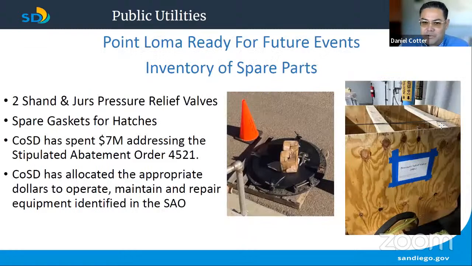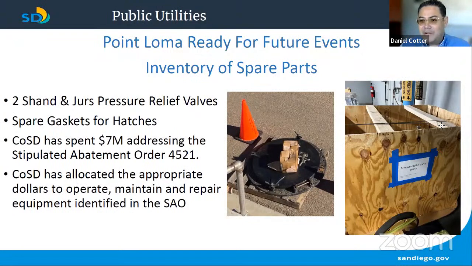We are ready for the future. An inventory of spare parts, as stipulated and ordered by the abatement order. We now have two Shanninger pressure relief valves located on site to be used immediately in case they are required.